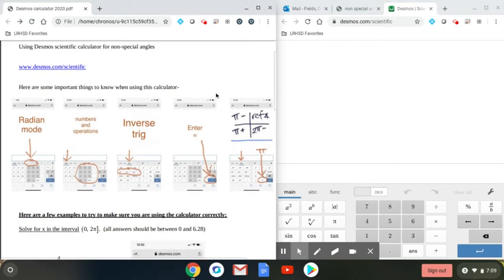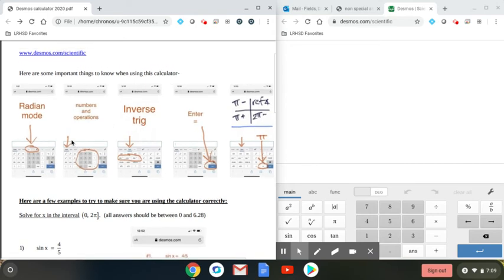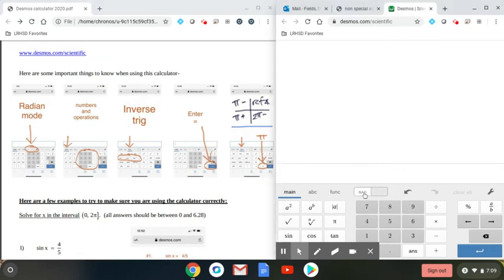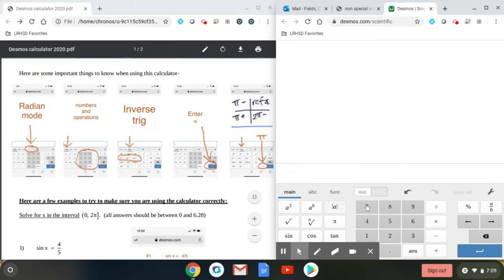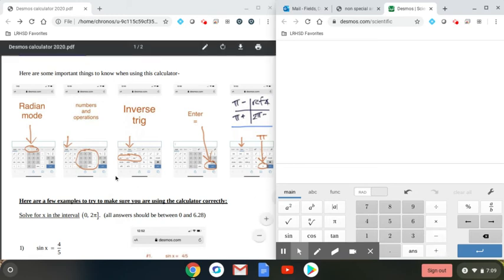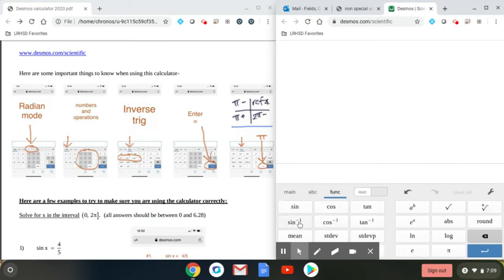I just wanted to split my screen so you can see both. Here are some important things to know and buttons to use when evaluating these non-special angles. First, make sure you're in radian mode, so we want to switch this over to radians. Numbers and operations are your main function. But to get to inverse trig, which we need because that's how we find all of our angles, go to the functions tab, and there you'll see your inverses: sine, cosine, and tangent. The enter button is just that blue button.